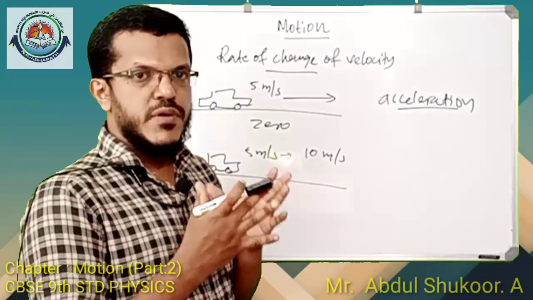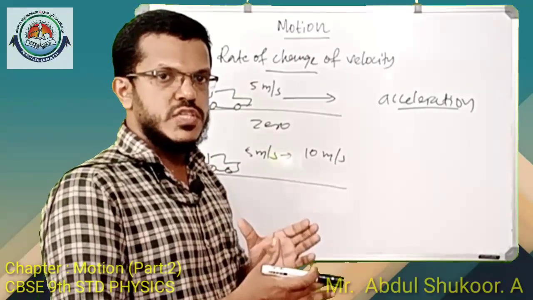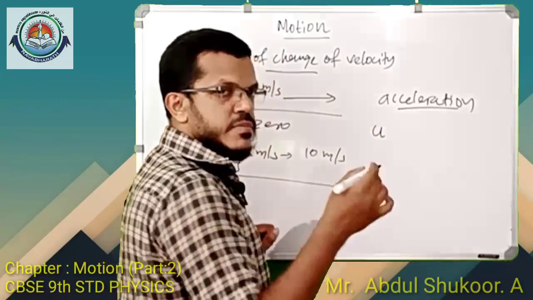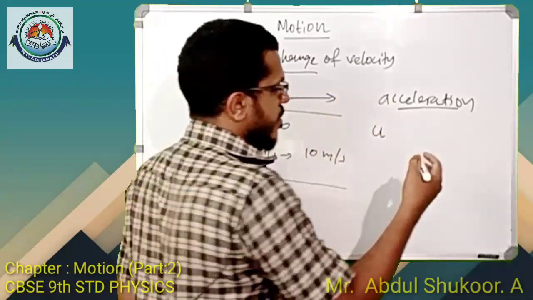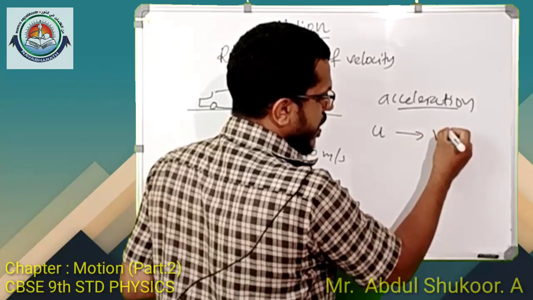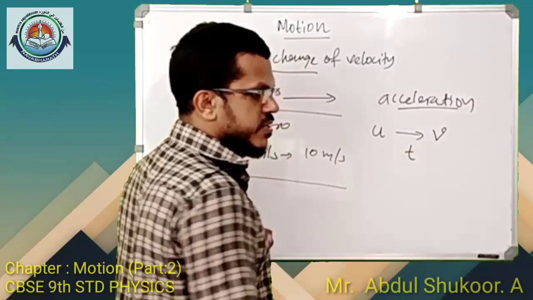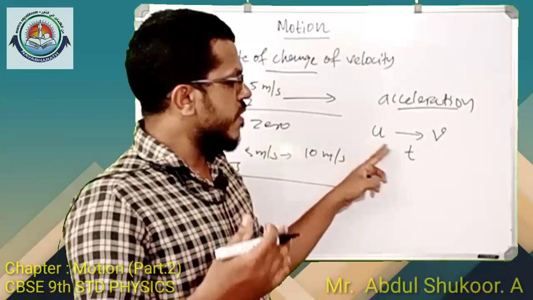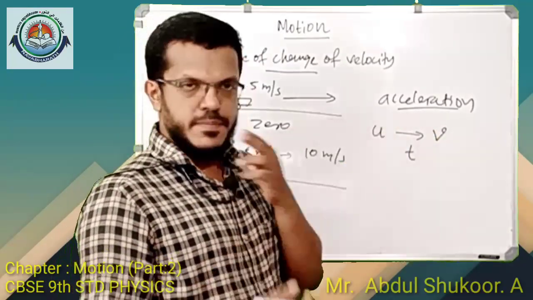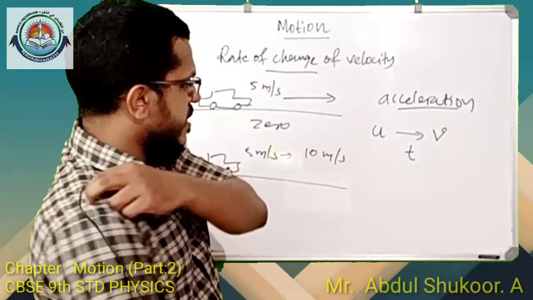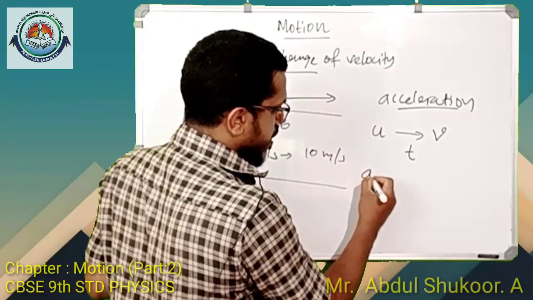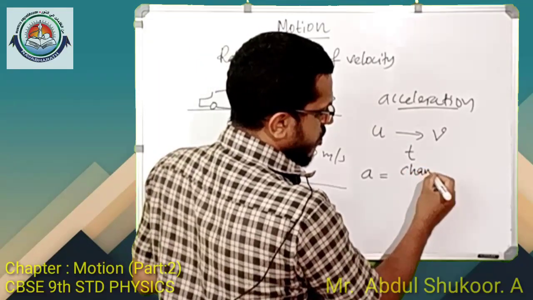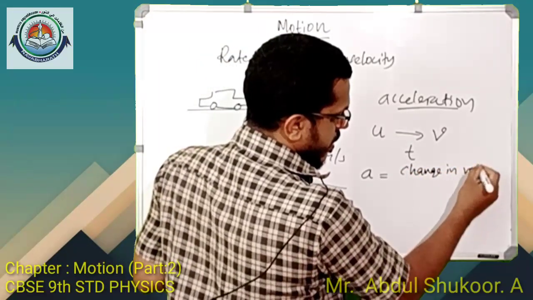For example, if an object moves with an initial velocity u, and after some interval of time t the velocity changes to v, then we can say that acceleration can be represented by the letter a. Then acceleration a is equal to change in velocity divided by time.